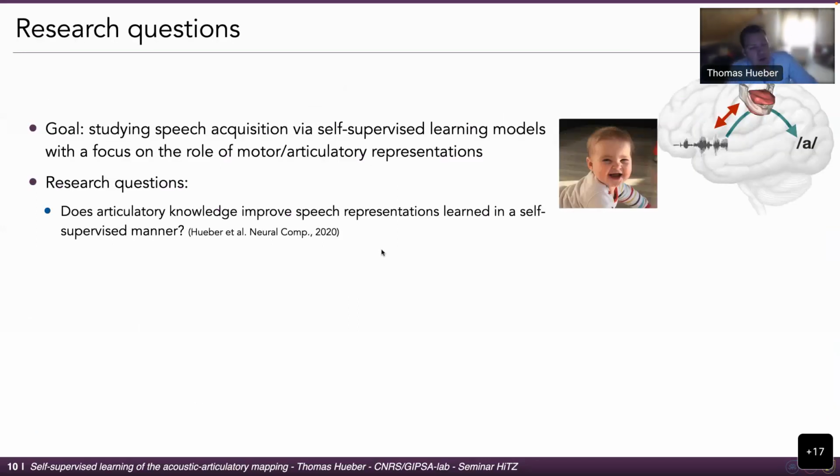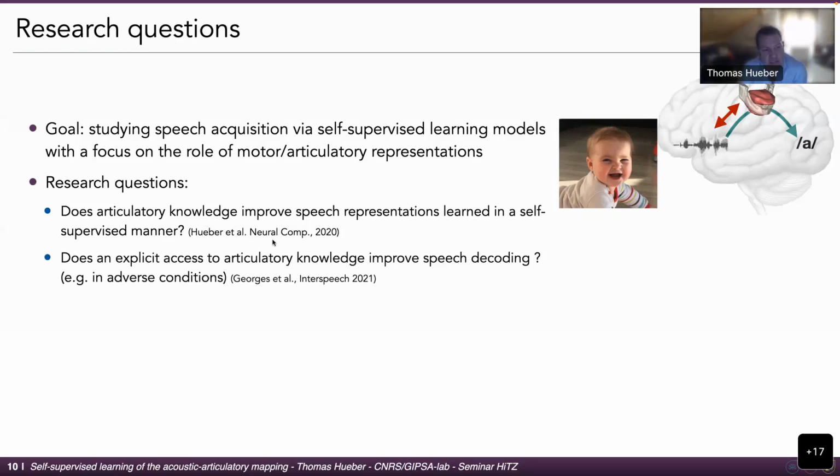So with such a deep learning based platform, which we want to use to question the acquisition and learning of acoustic-articulatory relationships, we want to ask several research questions. The first one is: does articulatory knowledge improve speech representation when they are learned in a self-supervised manner from the audio signals? Do we have more robust representation? And I will try to give some preliminary answer to this question by showing you a study that we published 2 years ago in Neural Computation.